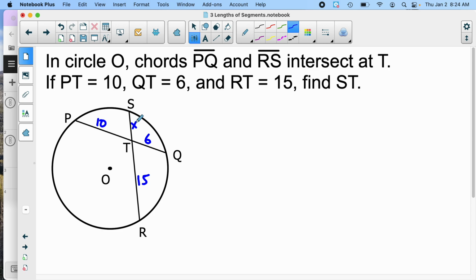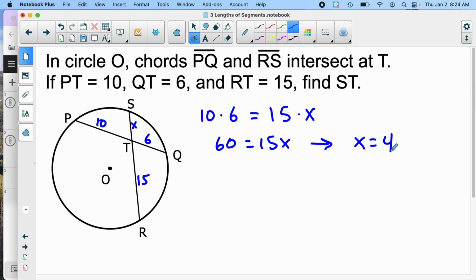So here's the geometry behind it. Point T is the power. So 10 times 6, if I multiply the distance from T to both P and Q, is going to equal the distances multiplied to R and to S, 15 times x. There you go. This is an equation you can solve. 10 times 6 is 60. When we divide both sides by 15, we get x equals 4, so the length of ST is 4. Beautiful.